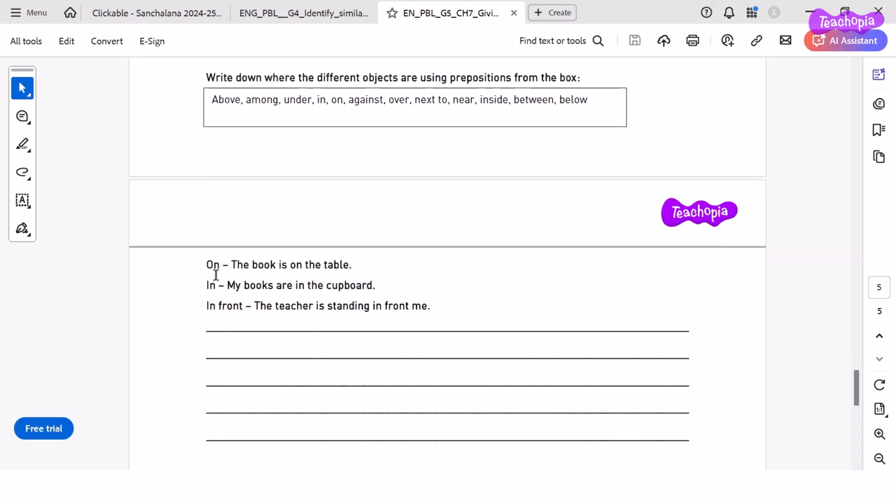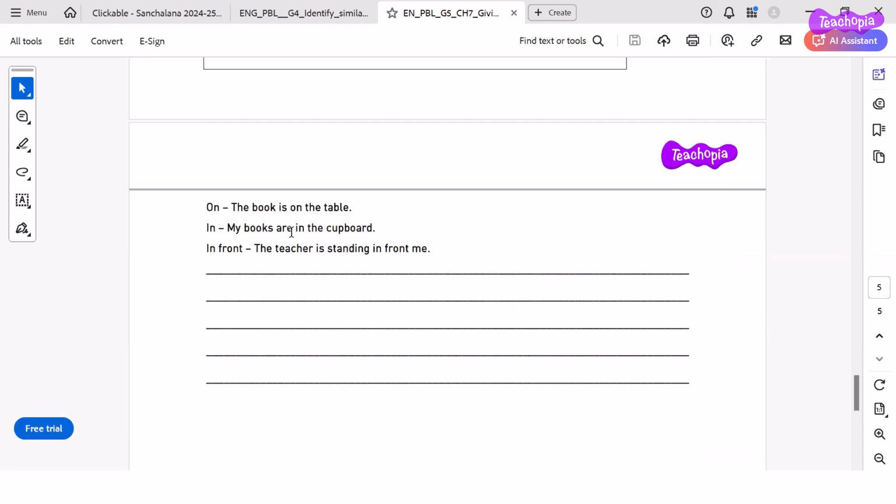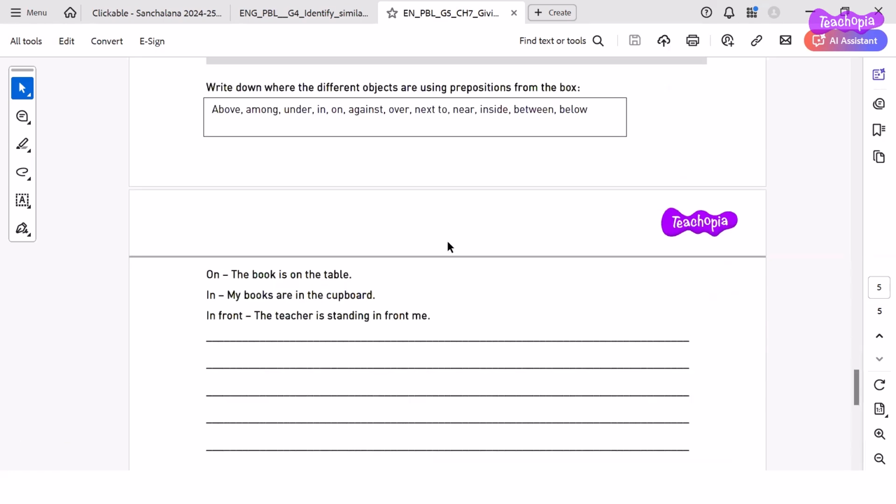For example, they can make sentences like, the book is on the table. My books are in the cupboard. In front: the teacher is standing in front of me.